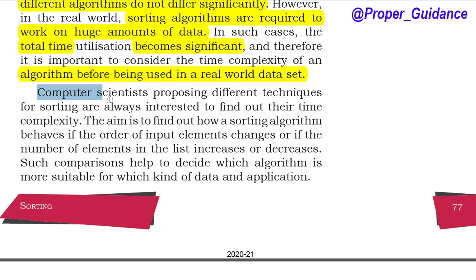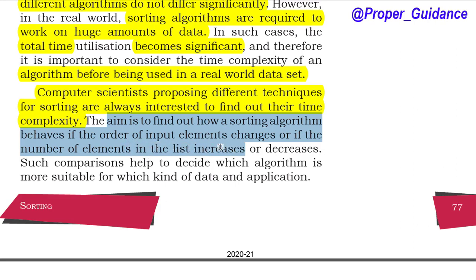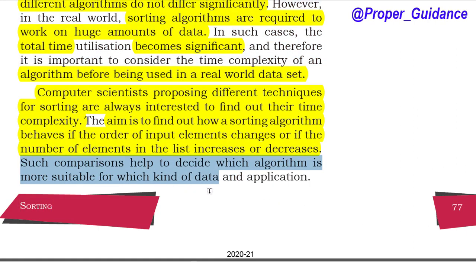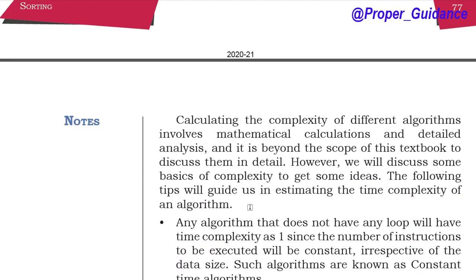Computer scientists proposing different techniques for sorting are always interested in finding out their time complexity. The main aim is to find out how a sorting algorithm behaves if the order of input elements changes, or if the number of elements in the list increases or decreases. Such comparisons help to decide which algorithm is more suitable for which kind of data and application.